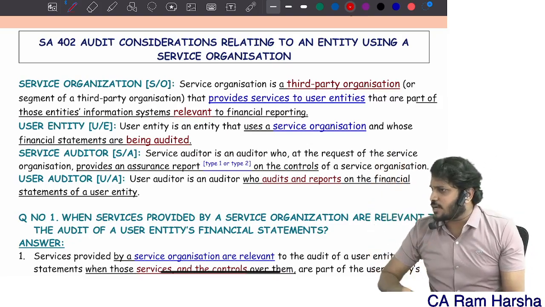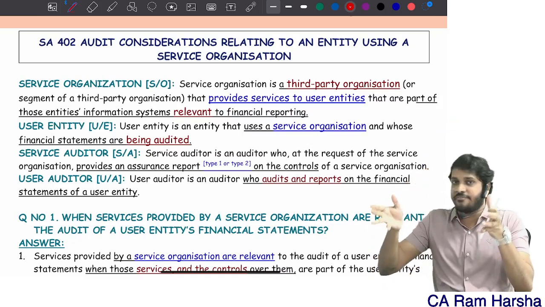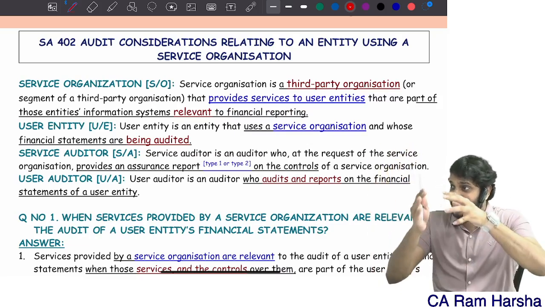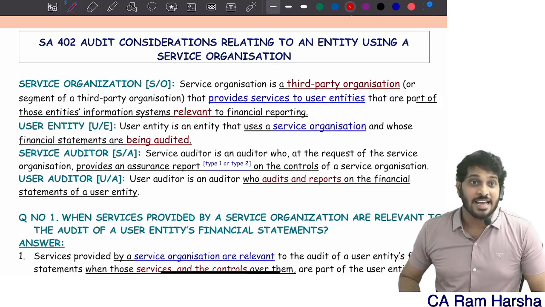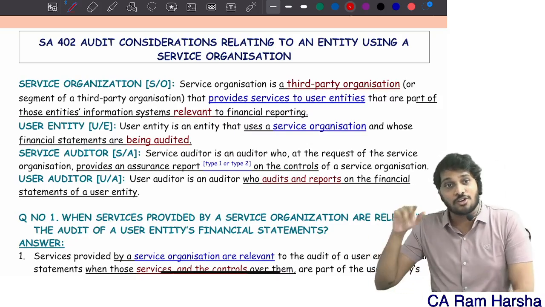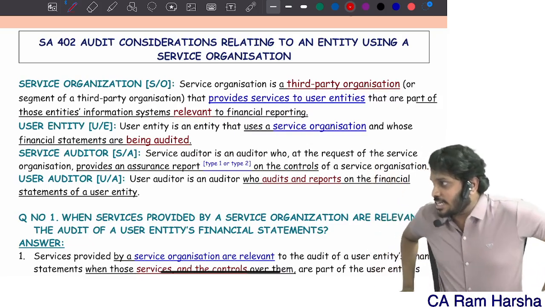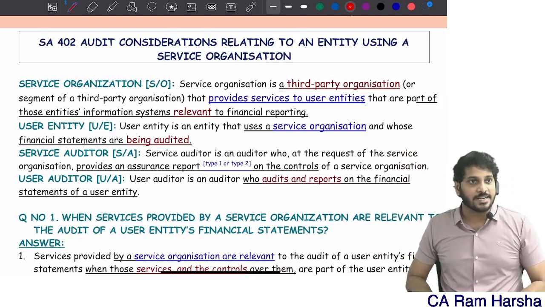Suppose there is no requirement in law. I myself want to know the operating effectiveness of these controls because a significant portion of the transactions is processed there. Because a significant portion of transactions is processed, I want to know whether they are operating effectively or not. In that case, if I want to know, then also I want which report? Type 2 report. Now, these are the sentences that you must remember in order to understand this particular standard.